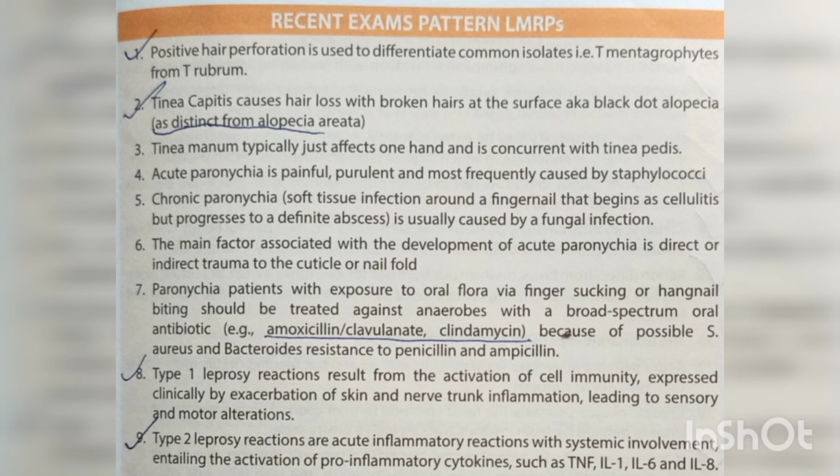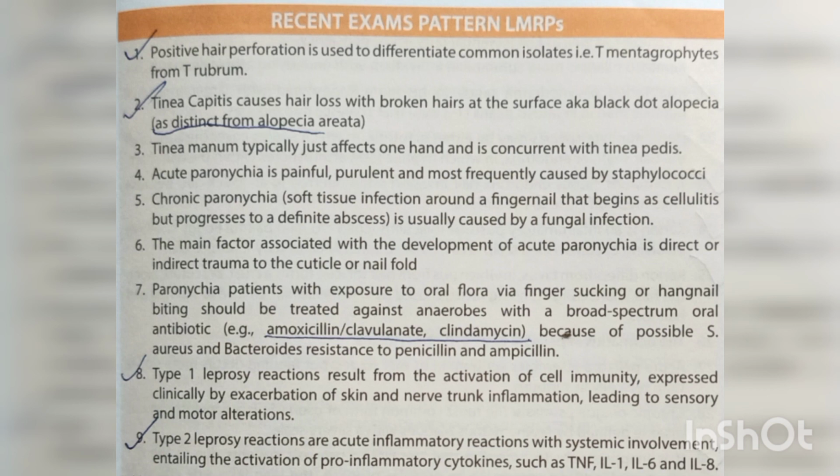The main factor associated with the development of acute paronychia is direct or indirect trauma to the cuticle or nail fold. Paronychia patients with exposure to oral flora via finger sucking or hangnail biting should be treated against anaerobes with a broad spectrum oral antibiotic. Example: amoxicillin-clavulanate, clindamycin, because of possible Staph aureus and Bacteroides resistance to penicillin and ampicillin.